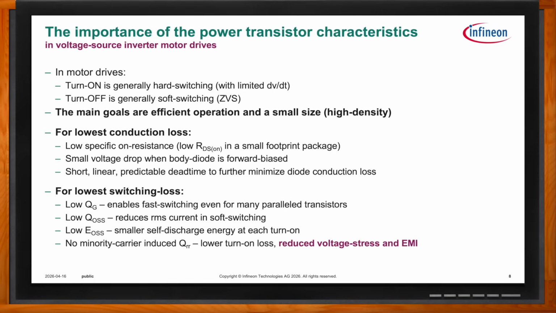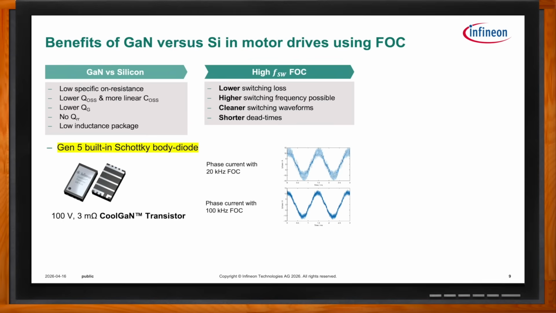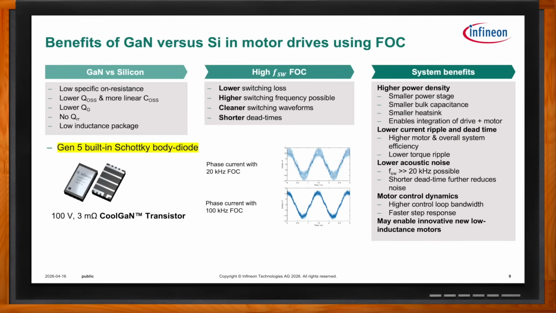So, Eric, what about using GaN solutions here? What kinds of benefits do they bring to the table versus silicon? We just looked at all the things we want: lower conduction loss, lower switching loss. So now let's look at GaN compared to silicon. We just go down the list here on the left: lower specific on-resistance, lower QOSS, lower QG, and so on. These are all the things that we're hoping for to come close to the ideal transistor for a drive.